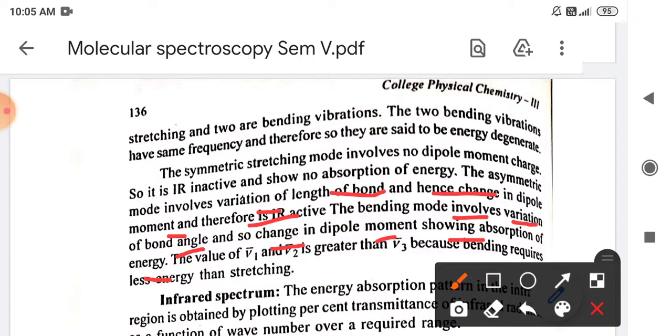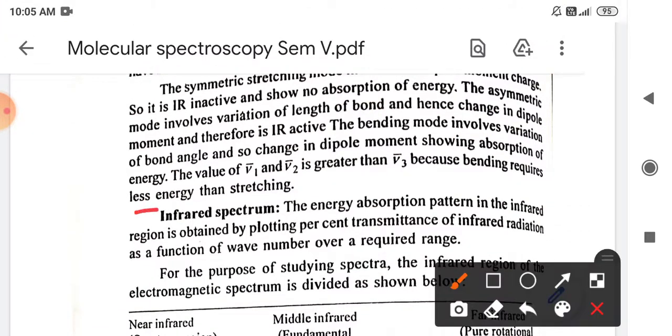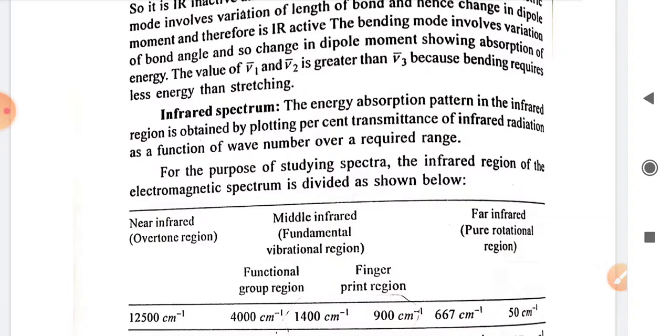shows the absorption of energy. So the values V bar 1 and V bar 2 are greater than that of V bar 3, because the bending will require what? Less energy than the stretching one. All these observations are similar to what we observed for the water molecule, but here the symmetrical stretching for the carbon dioxide molecule shows no IR band. Why is it so? Because it has zero dipole moment, and also during the vibration the dipole moment is not changing; its overall value is zero, the net dipole moment is zero. So we can simply say that the symmetrical stretching mode of CO2 is IR inactive.